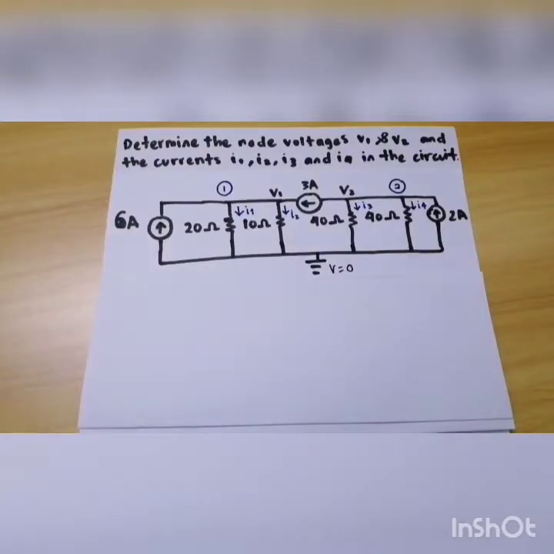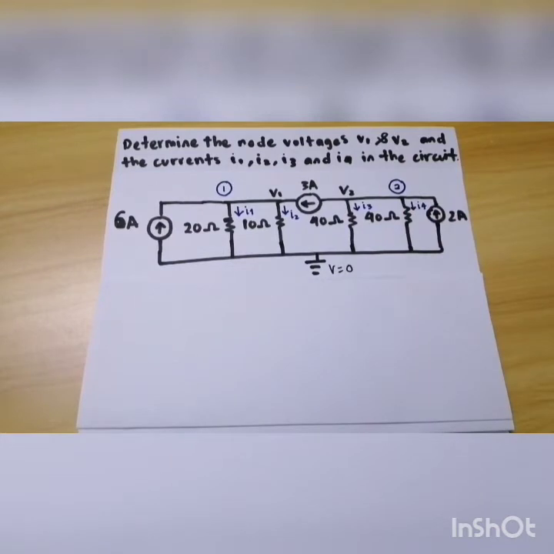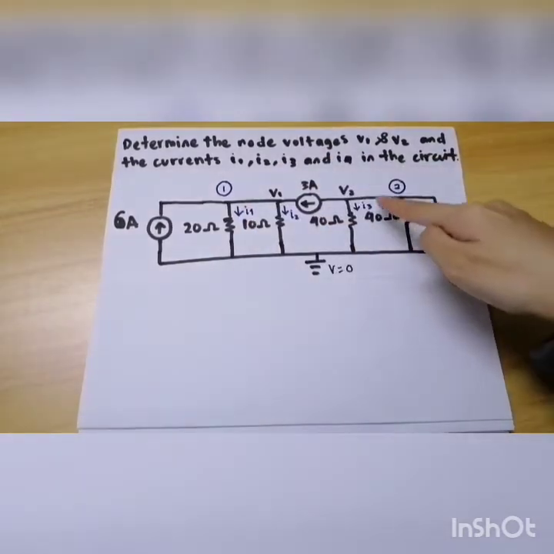So this is our chosen question, and basically it demands us to find V1, V2, current I1, I2, I3, and I4. So we're going to analyze this question by using the nodal analysis method, where we're going to apply the Kirchhoff current rule at each node with an unknown voltage.